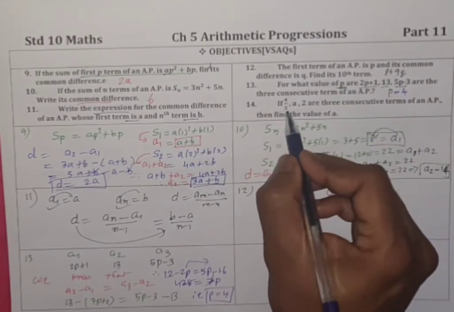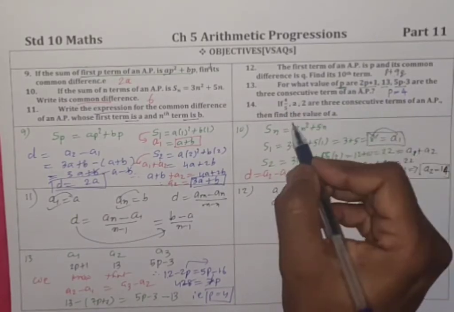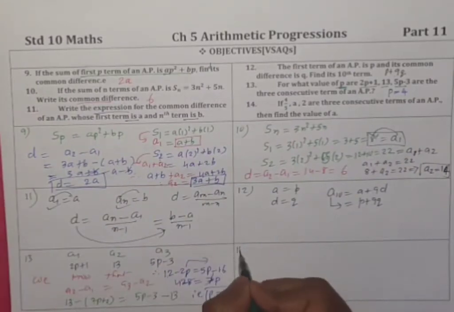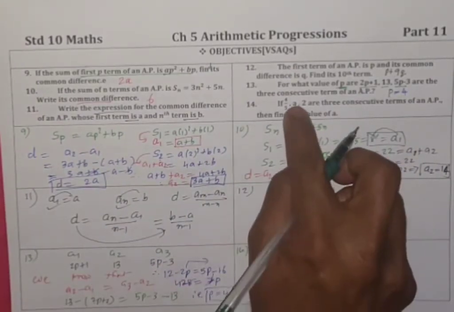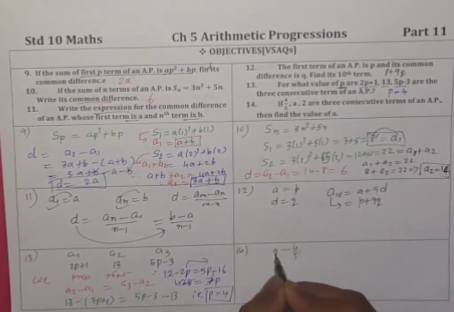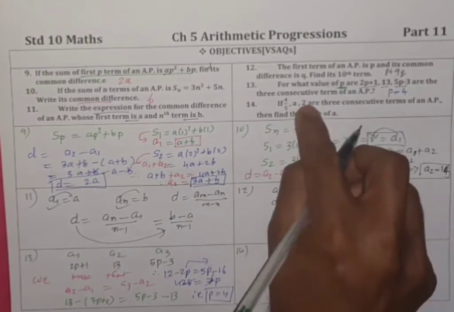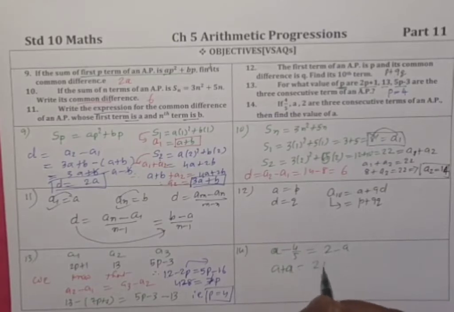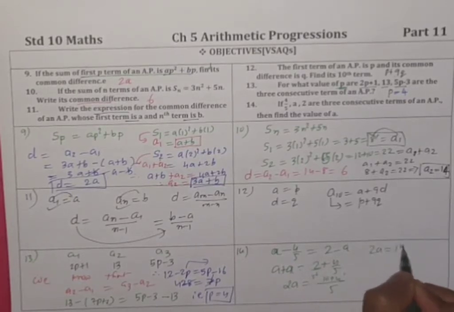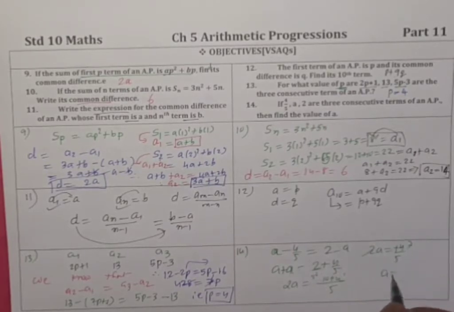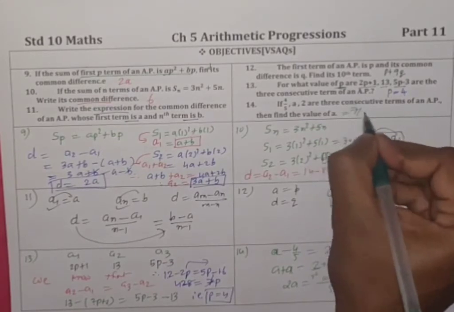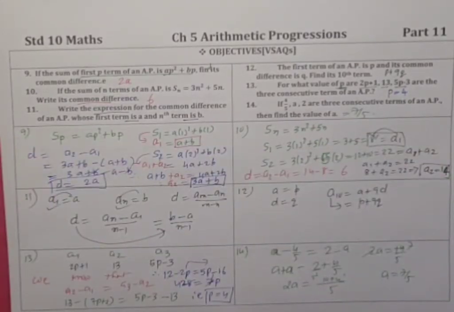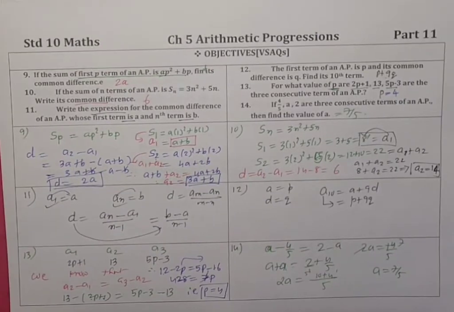Okay. Next, if 4 upon 5, a and 2 are three consecutive terms of AP, find the value of a. I'm going to do it directly here because it is similar. A minus 4 upon 5 is equal to 2 minus a. A plus a gives 2a, and 2 plus 4 upon 5. So 2a is equal to, with LCM 5, 10 plus 4 upon 5. So 2a is equal to 14 upon 5. 2 7s are 14. So a is equal to 7 upon 5. The value of a is 7 upon 5. Is that clear, children? Good.